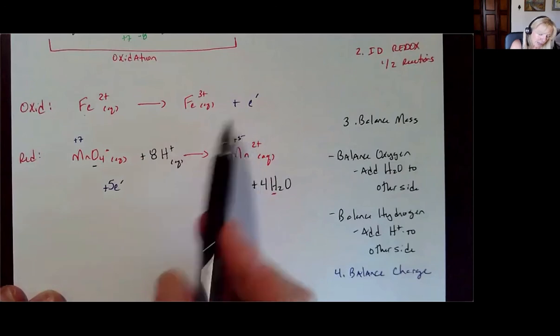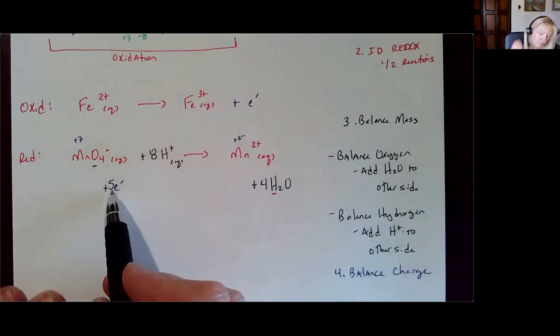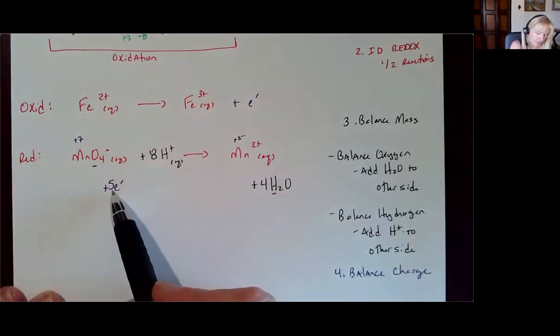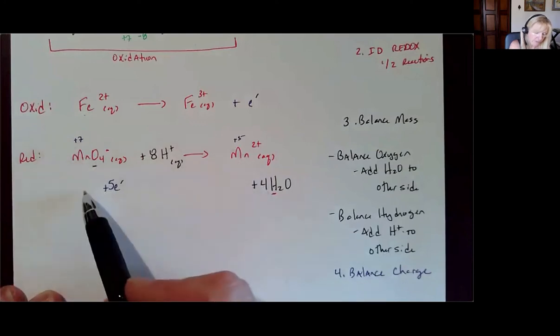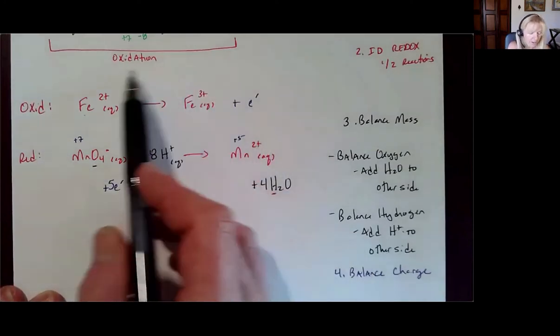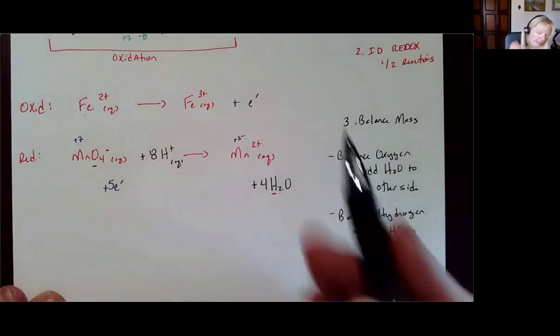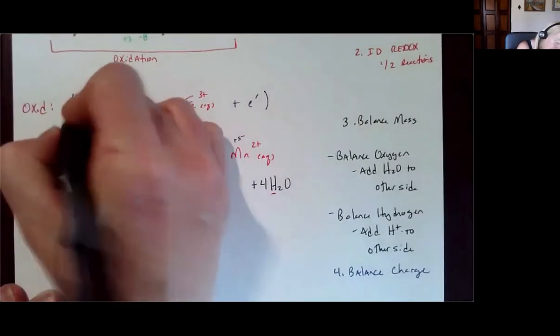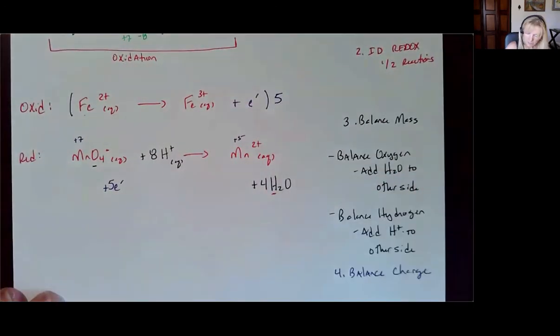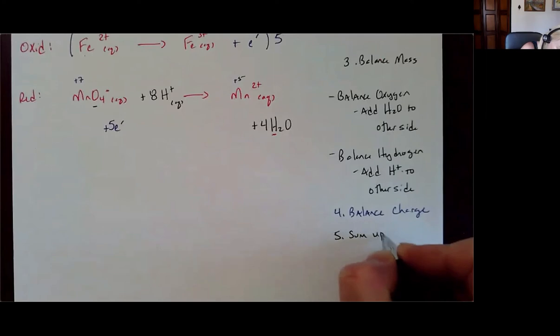So now I need to balance these charges. I need to balance the electron transfer. So if I have 5 electrons that are being transferred in the reduction half, I have to have 5 electrons that are being donated. That means that this whole thing is going to be multiplied by 5. Now once I balance my mass, I balance my charges, then I'm going to sum up half reactions.